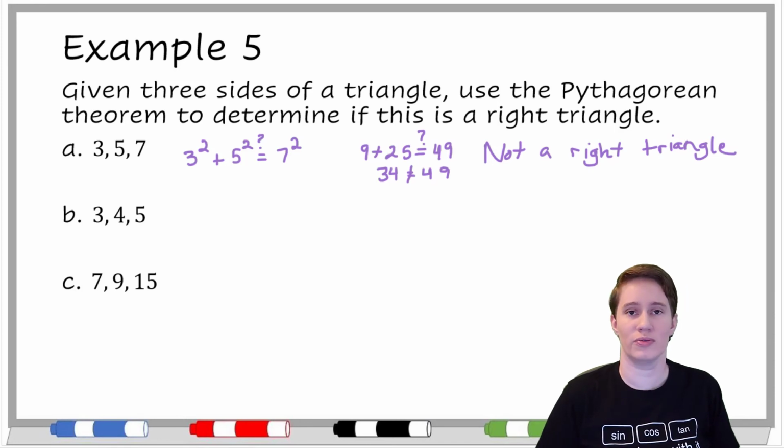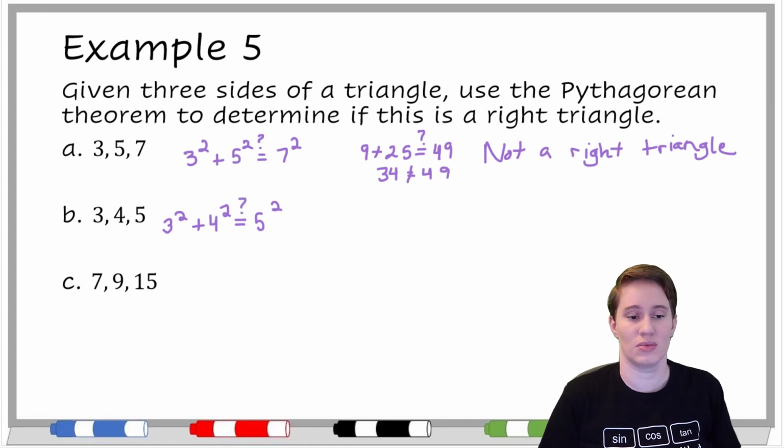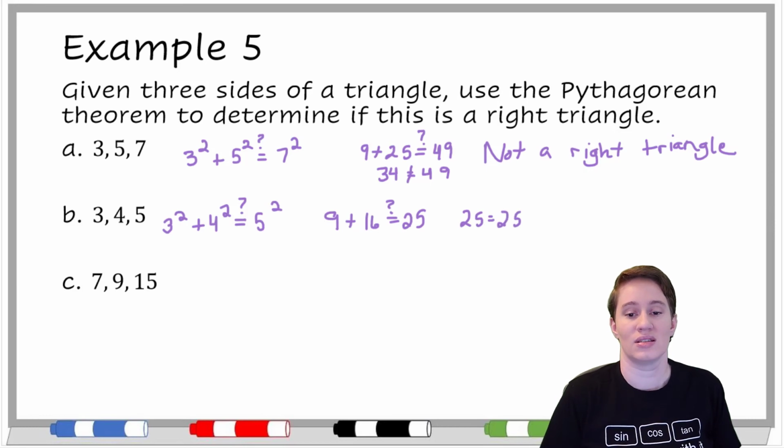So let's try it with 3, 4, 5. And you may already know about what this is going to end up being. Potential spoiler alert there. So 3 squared plus 4 squared equals 5 squared. Is that a true statement? So we do 9 plus 16. We're asking ourselves, does that equal 25? 9 plus 16 does equal 25. So this is a right triangle.